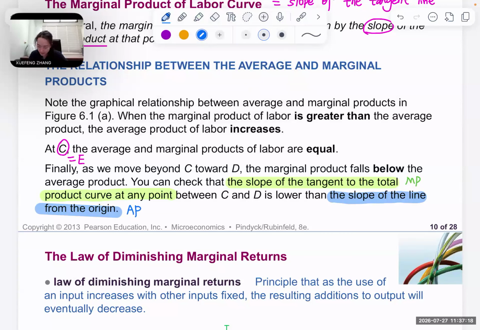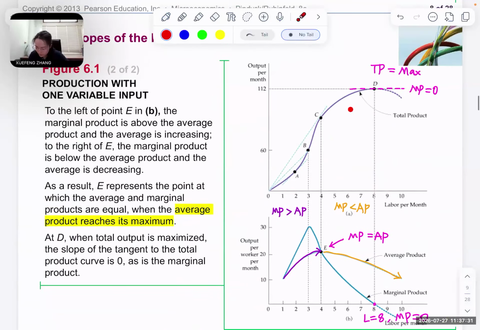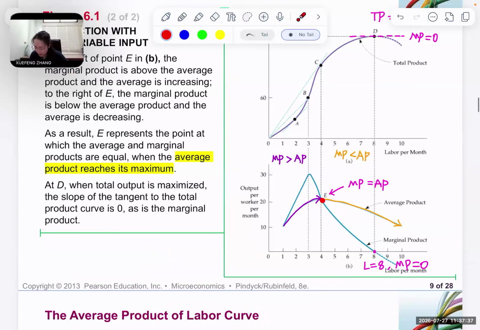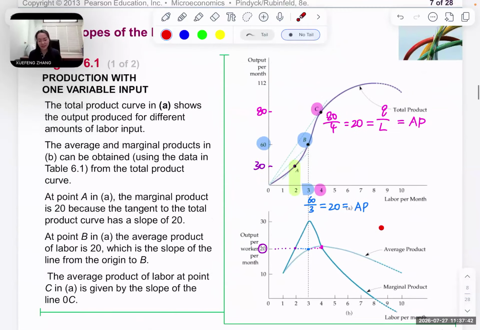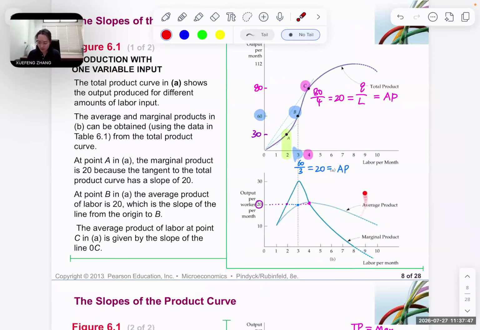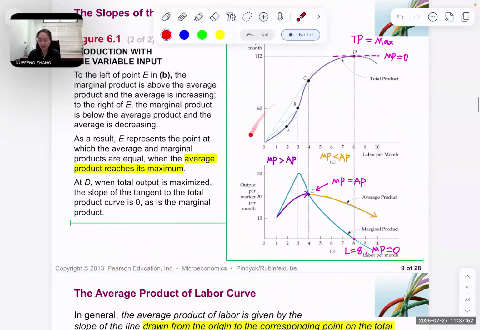So basically, this means that MP is less than AP. I showed you here. You see from point C to D, MP is less than AP, and AP is decreasing. Let me repeat. This graph is very important, okay? This page, actually they're the same graph, figure 6.1. This graph is very important.